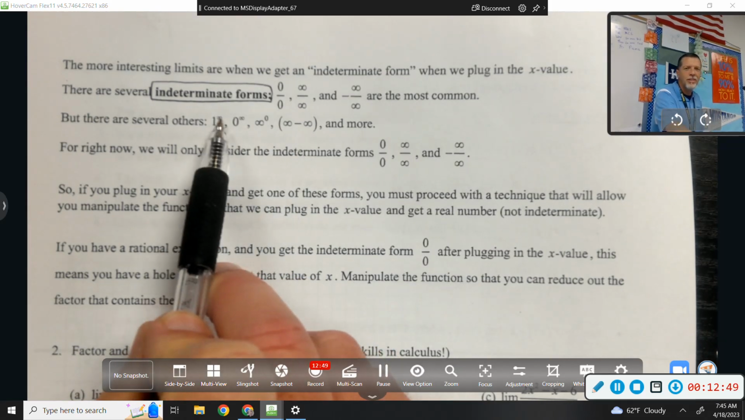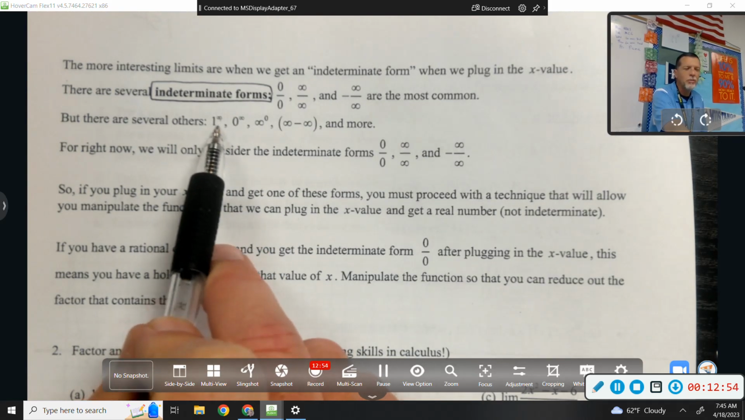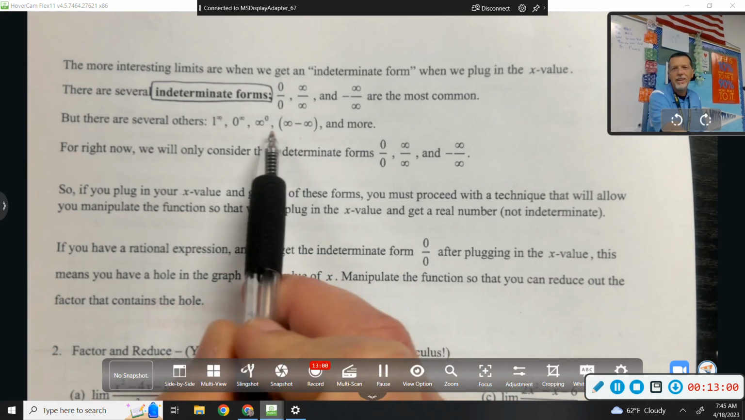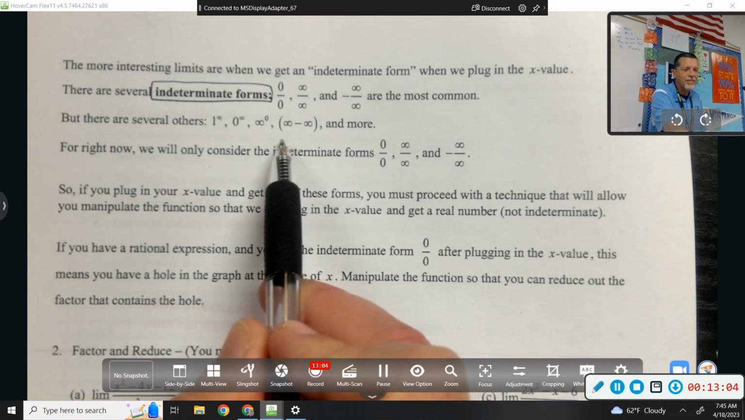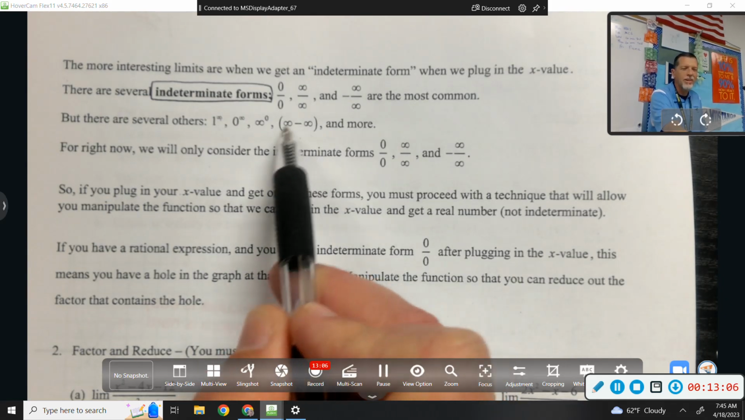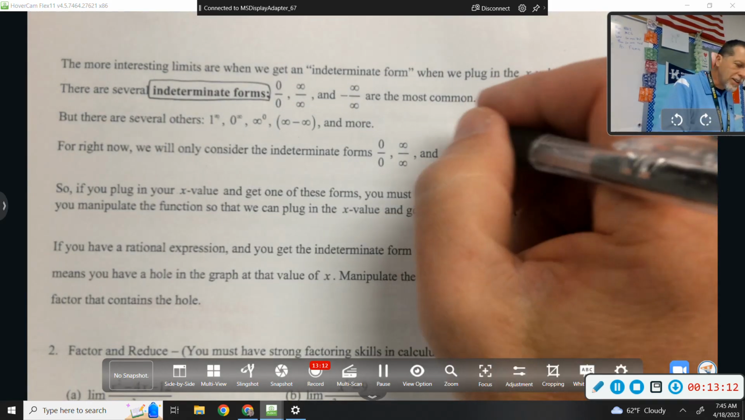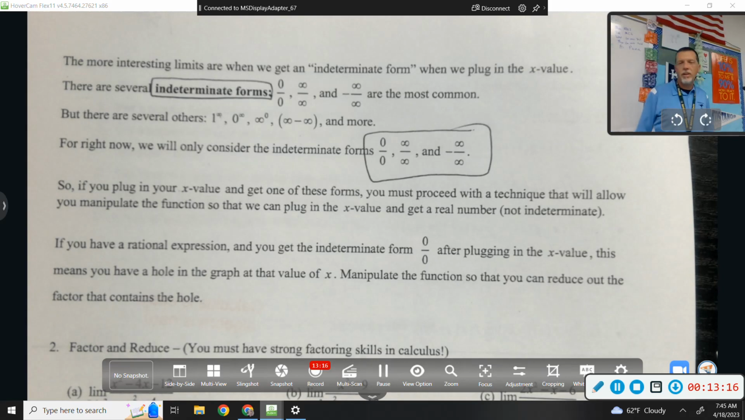One to the infinity. Well, you say one to anything is one, but infinity is really, really far out there. What if that's not really one? Infinity minus infinity. Again, those aren't numbers, so that's not seven minus seven. That's something way out there minus something way out there. Do they cancel or not? It's indeterminate. But for us, indeterminate will be zero over zero or infinity over infinity.